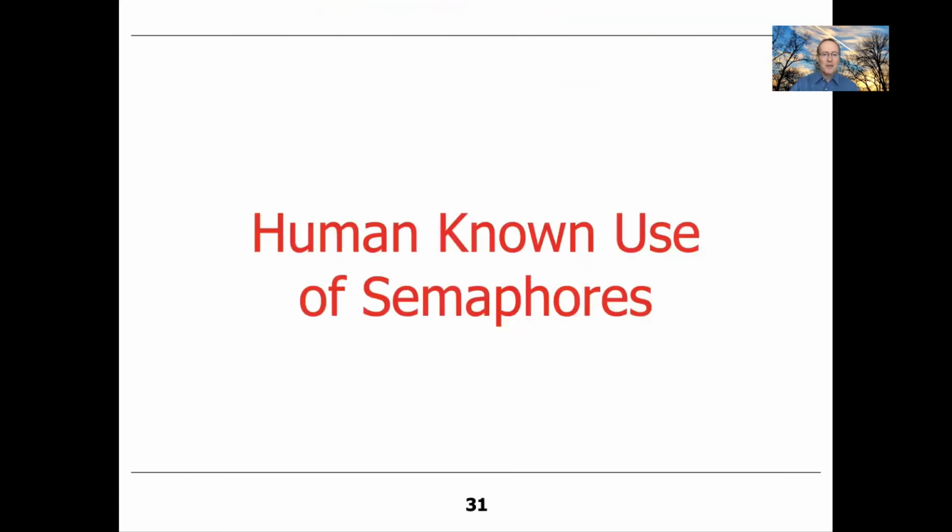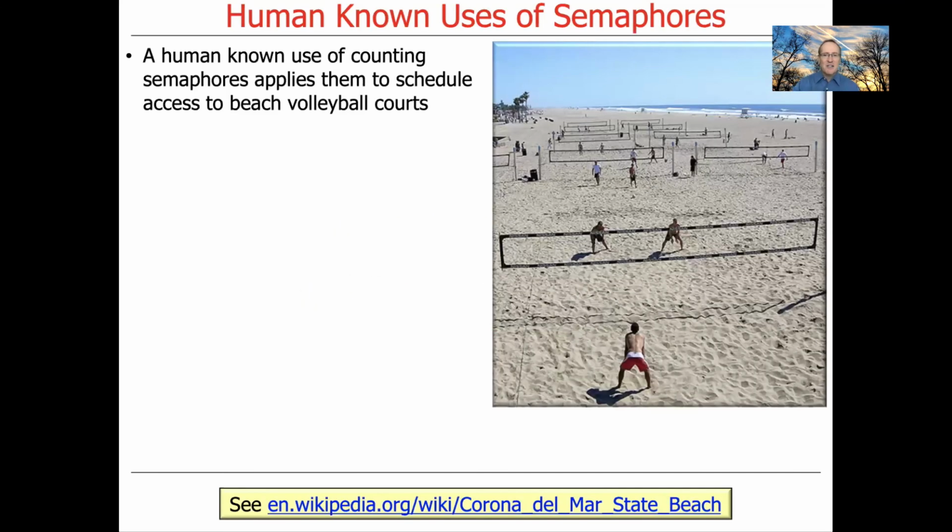Well, I promised you I would have a human-known use of semaphores, and I always get a kick out of this because it reminds me nostalgically of my days as a graduate student many years ago. So I went to grad school at University of California, Irvine, which is right on the Pacific Ocean coast. And so people spent a lot of time sailing and swimming and playing beach volleyball.